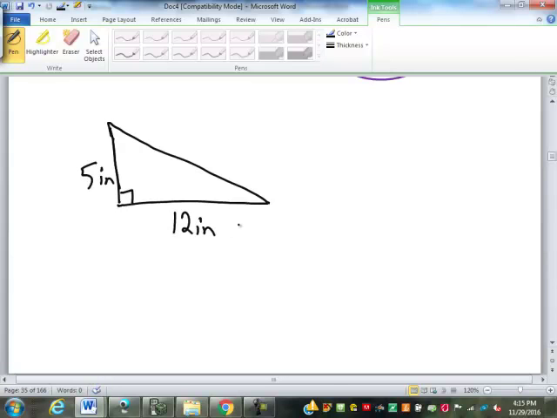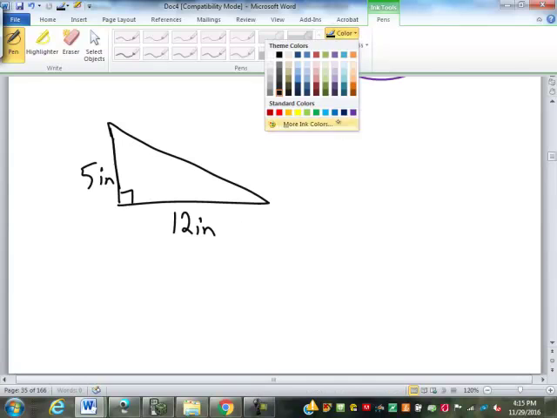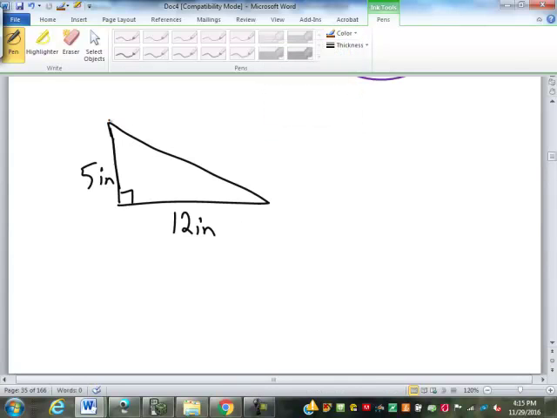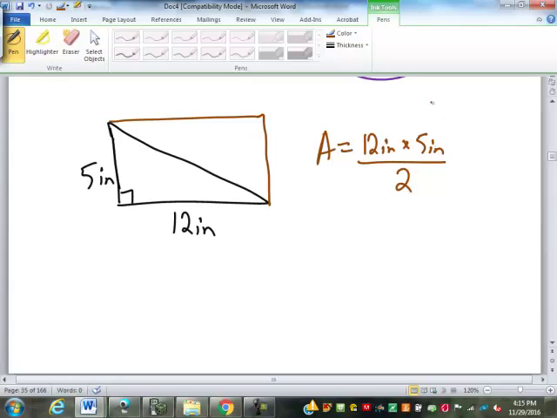Well, how about this? A right triangle, if I want to find its area. Well, the only thing we know how to find the area of so far is a rectangle. And that works perfectly for this. We can finish off that rectangle. That rectangle would be 12 by 5. So the area of that rectangle will be 12 inches times 5 inches. How does that triangle relate to the rectangle, though? It is half, divided by 2. Perfect. So 12 times 5 divided by 2 is going to give us 30 inches squared.